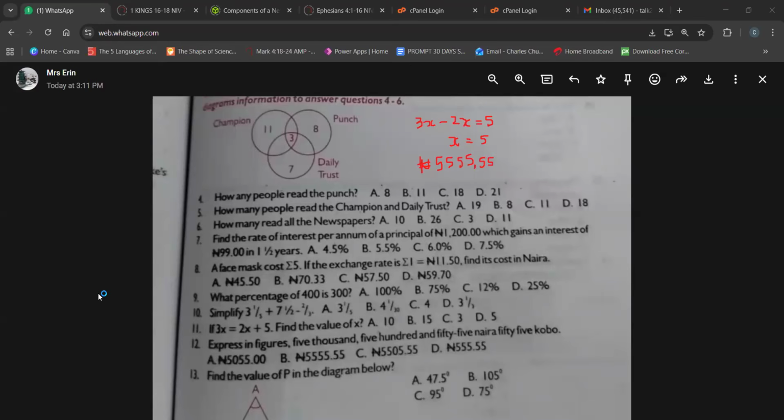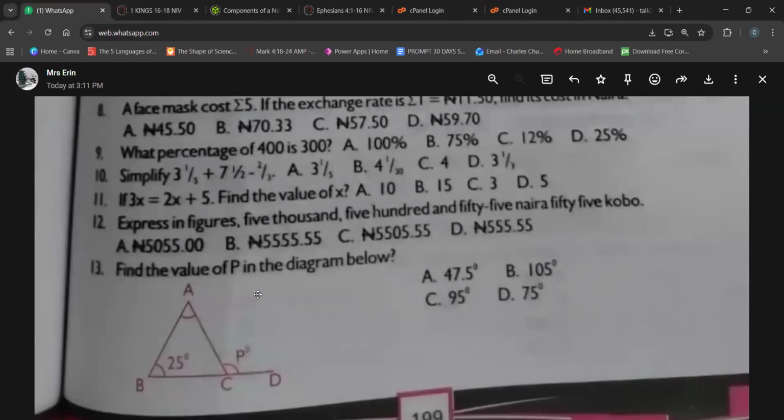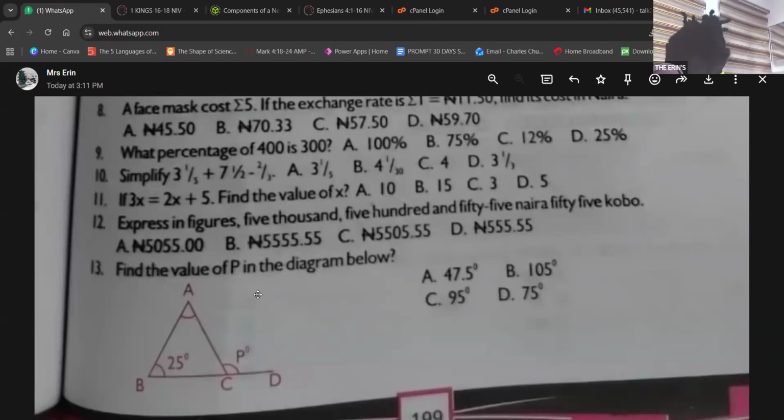Okay. All right. Let's go to the next one. The next one says what? Find the value. This one is too easy. Find the value of P in the diagram below. Who can solve P for us? Now, do you think there is a small problem with this triangle? Who can guess the challenge we will have?